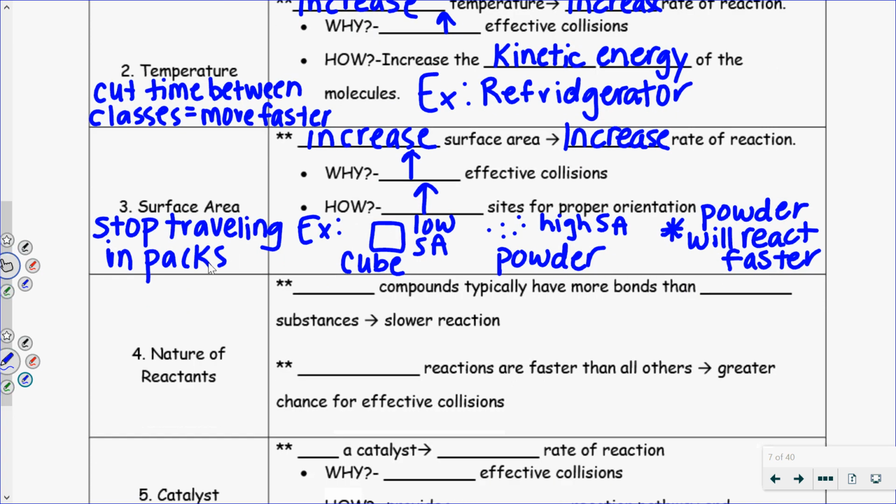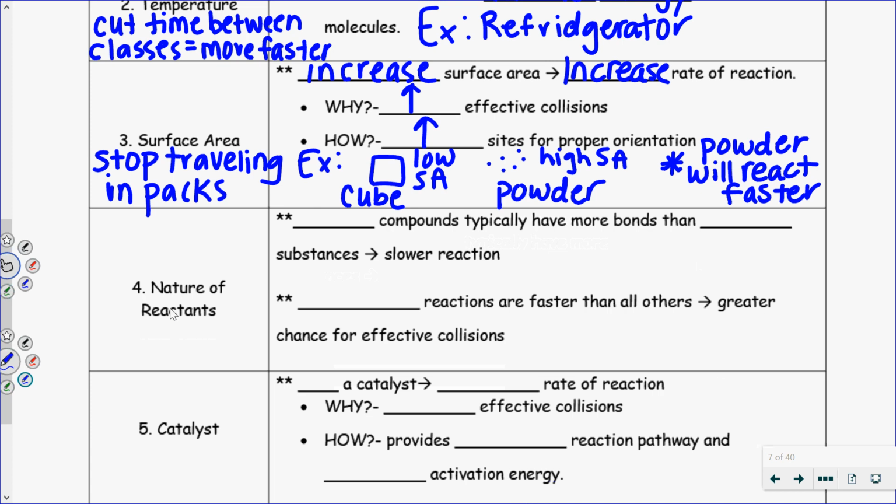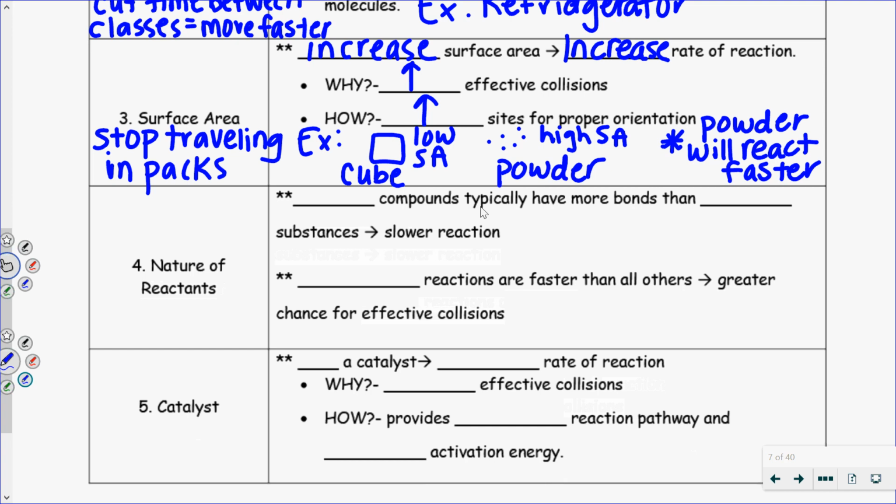Now, number 4, the nature of the reactants wasn't discussed in an analogy in the video. So I'm just going to talk about this separately. Covalent compounds or organic compounds. So covalent, organic is a more specific example of a covalent compound, typically have more bonds than ionic substances. So think back to our organic unit, those big structures we were drawing, right? Those are going to react a lot slower. So covalent compounds typically have more bonds than ionic substances, so they have a slower reaction. I think I talked about my organic lab in college taking 4 hours because those were covalent compounds.